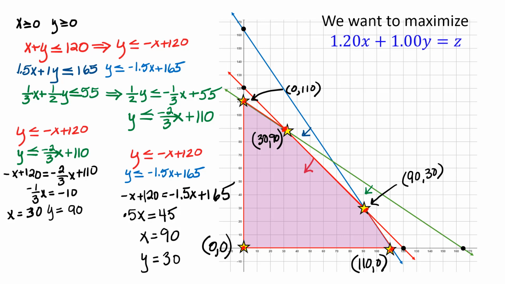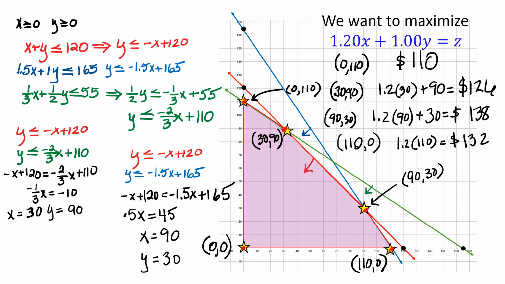We're going to check each one of these points and see which one gives us the highest value for Z. So the profit is maximized at $138, when you make 90 wheat loaves and 30 cheese loaves. So that's what he should do if he wants to make the most profit.